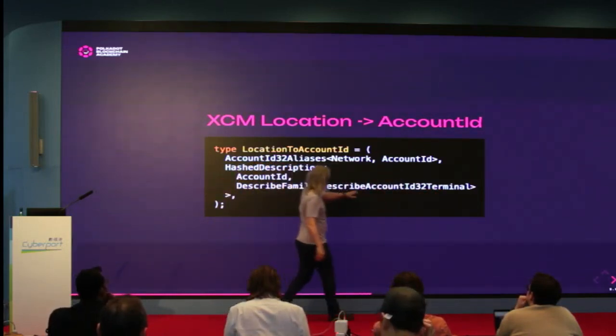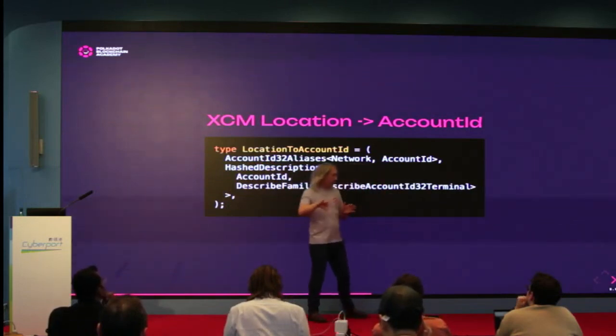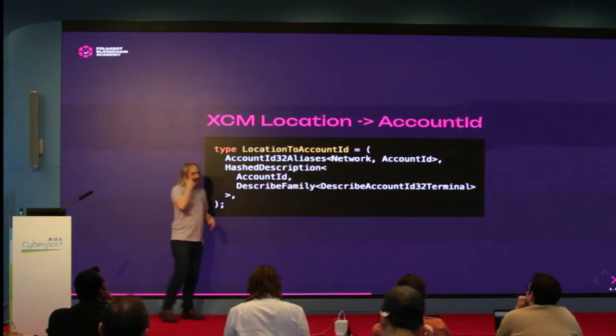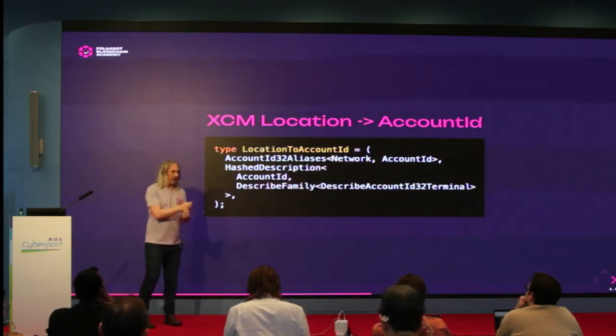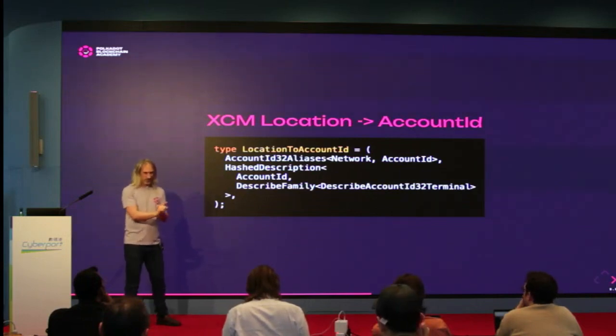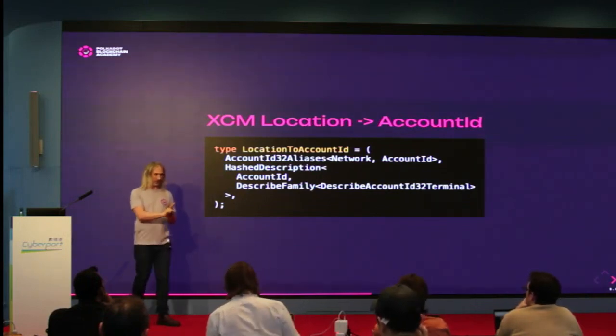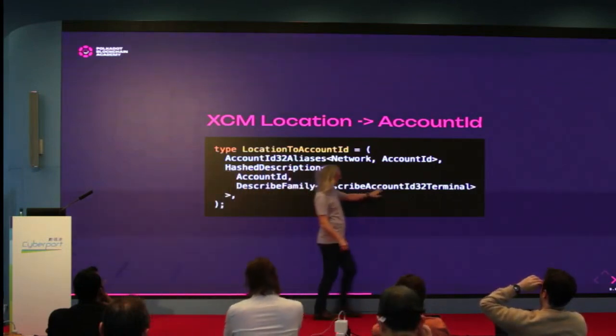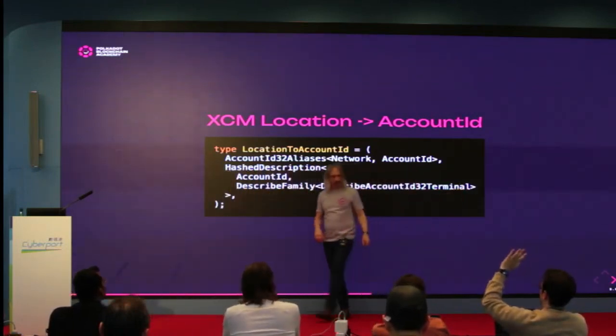And what this does is it understands anything that ends with account ID 32. So together, they understand account ID 32, parent / account ID 32, parachain / account ID 32, and parent / parachain / account ID 32. Yep. That's basically what locations this will understand.